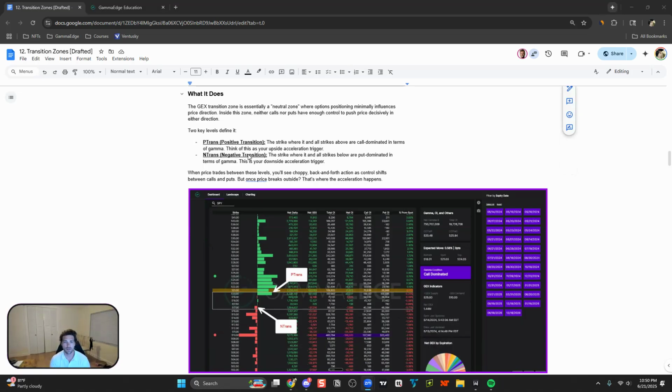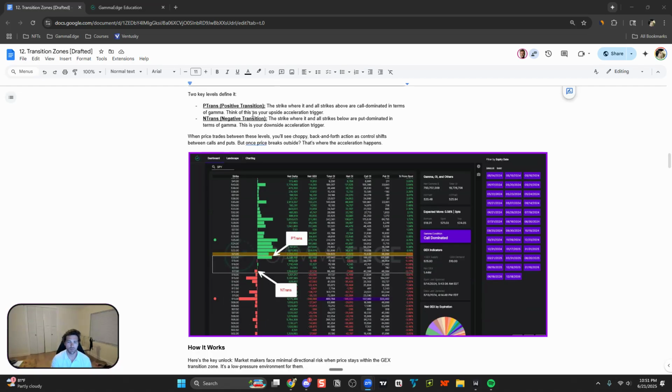And there are two key levels that define it. The first, the top side of the zone, we call P-trans, or positive transition. This is the strike where it and all strikes above it are call dominated in terms of gamma. So you can think of this as your upside acceleration trigger. And then vice versa to the downside, we have N-trans, or negative transition, and this is the strike where it and all strikes below it are put dominated in terms of gamma. And so this is your downside acceleration trigger.